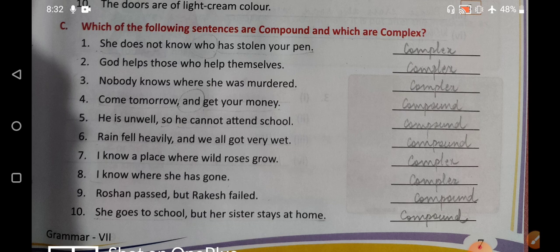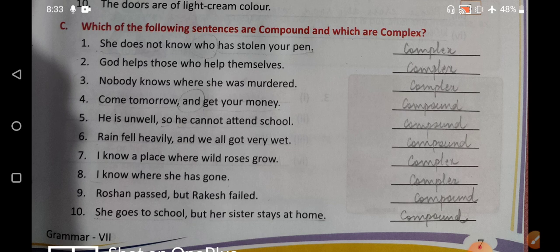Coming on to the exercise, she does not know who has stolen your pen. So the first part is the main clause, she does not know, and who has stolen your pen is the second, which is a subordinate clause because it has no separate subject, so it is a complex sentence. God helps those who help themselves. So God helps is main clause number 1 and those who help themselves is the subordinate clause, so it is also a complex sentence.